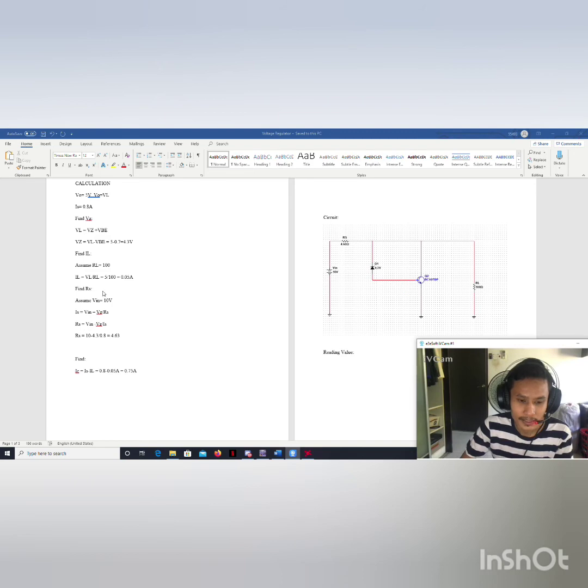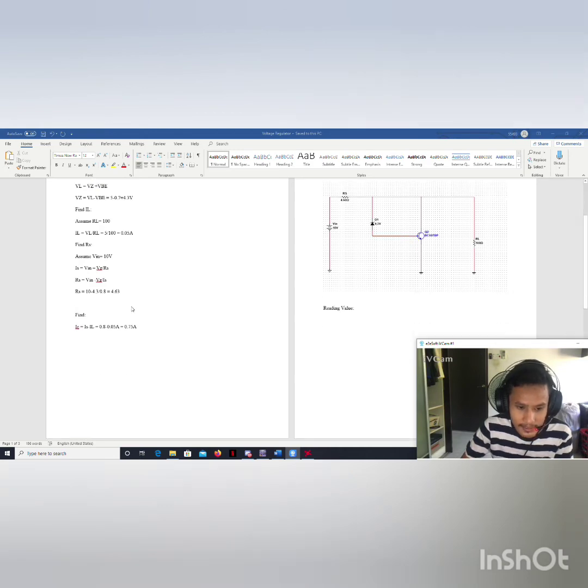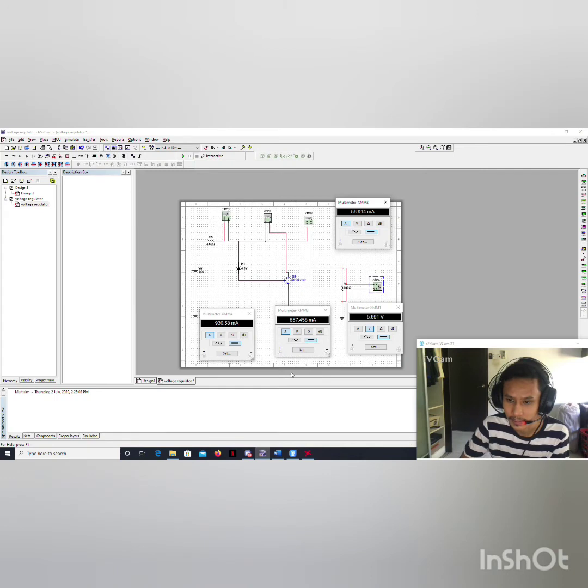Next, we must find the RS. We are assuming Vin is 10 volt. The formula for IS equals Vin minus VZ over RS, so RS will be 4.63. The last step is we must find the IC. IC equals IS minus IL, so the value will be 0.75 ampere. Next I will show the simulation of the circuit.